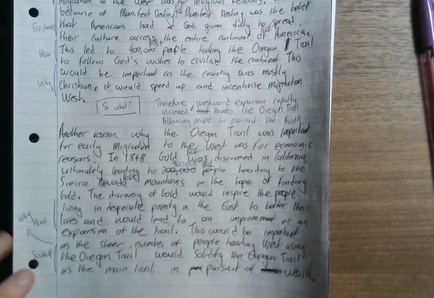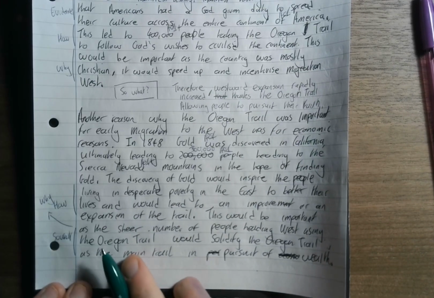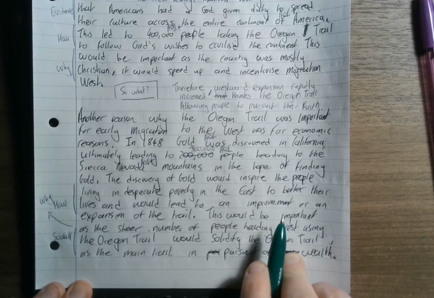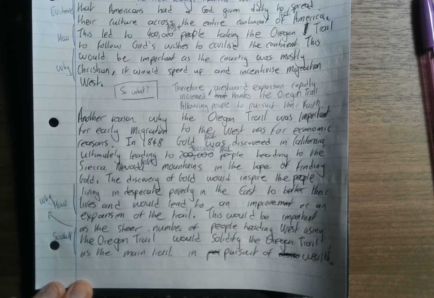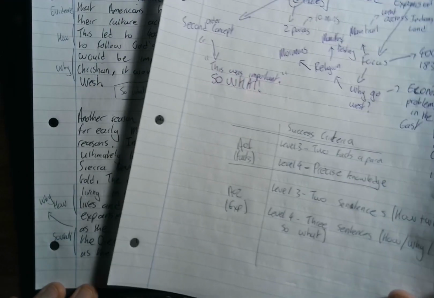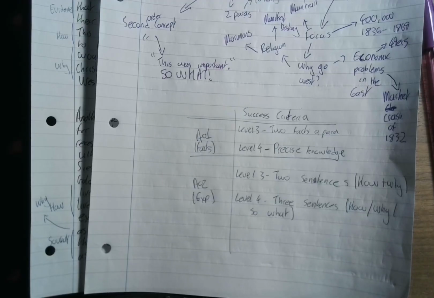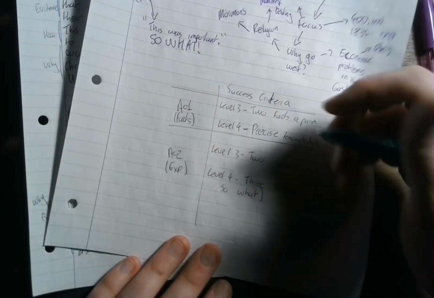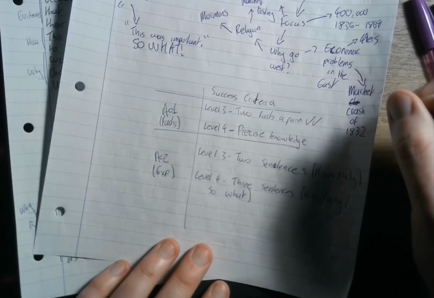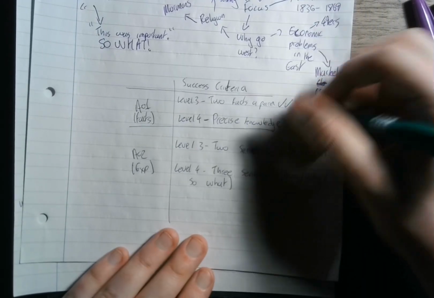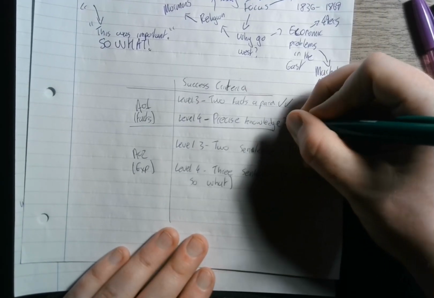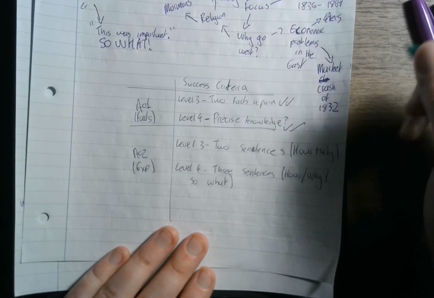Again, it's a prime example of the fact that timings are so important and being able to self-assess is so important. So let's have a look at mine here. I'm going to go back to my success criteria. Have I done 2 clear facts a paragraph? Well, I would say yes. Have I got precise knowledge? In my first paragraph, not necessarily. In my second one, yes.